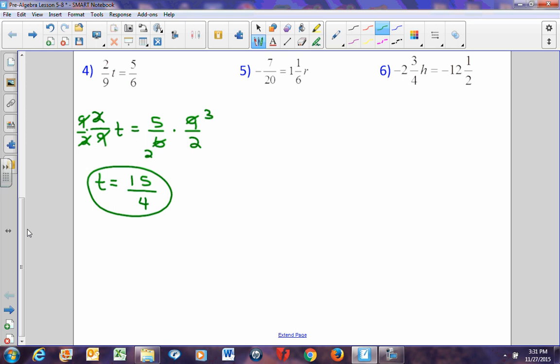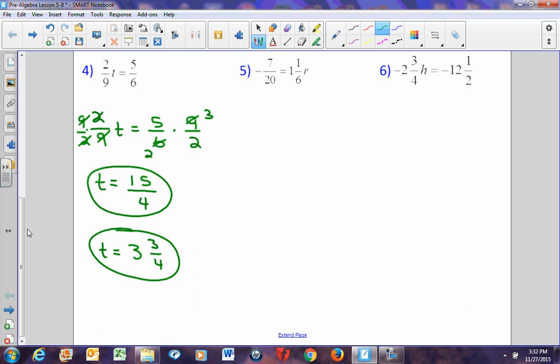Or if you really want to, you can change it to a mixed number. So t here would be 3 and 3/4. I don't care when you get to multiplying and dividing equations whether you leave them as an improper fraction or a mixed number. But to me, it's not really that critical because if you were to go check it back in, you'd have to put it back into the form of 15/4 to check it.